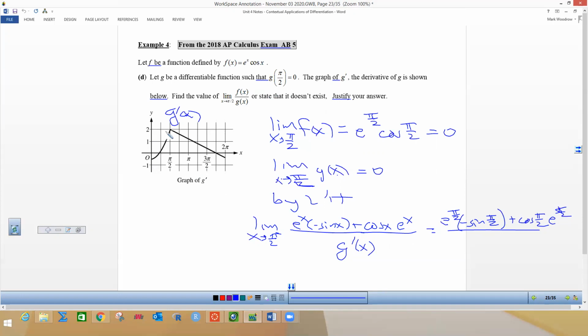So g prime of pi over 2 means this value that's over here, because this is the g prime graph. So that's a 2. So if you want, we could go ahead and solve this. Sine of pi over 2 is 1, so this is actually a negative e to the pi over 2. And over here, cosine is 0, so that's plus 0. 0 times that is still 0, so that is over 2. And there's your answer. So that's the notes for 4-7, and we're going to be quizzing in about a week.